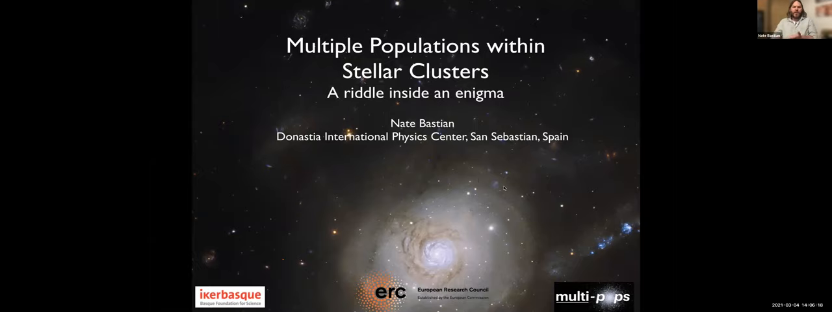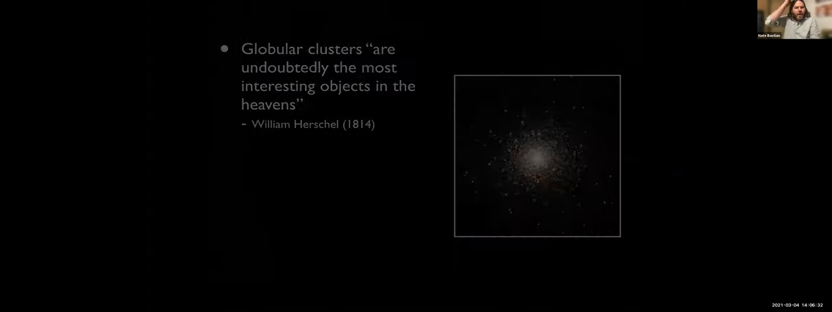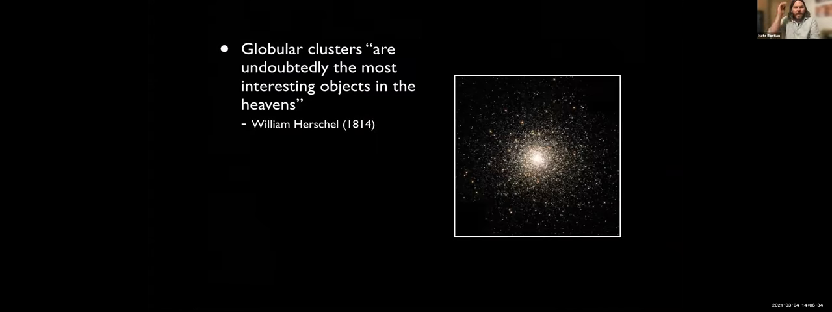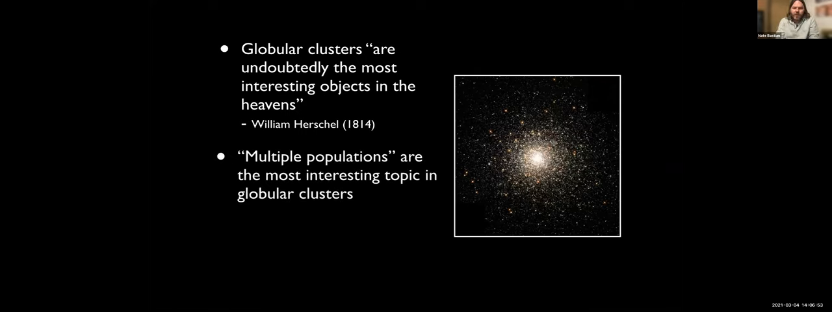All right, well, thank you very much for the invitation to speak to you today, to a community that we often don't touch on very much, and to share the excitement that many people working on stellar clusters feel about multiple populations. Globular clusters have been studied now for hundreds of years, and some of the earliest people to really note their existence and study them in some detail go back to William Herschel, who in 1814 said globular clusters are undoubtedly the most interesting objects in the heavens. And my goal here today is to agree with that, but also say that within the globular cluster topic, multiple populations are the most interesting topic.